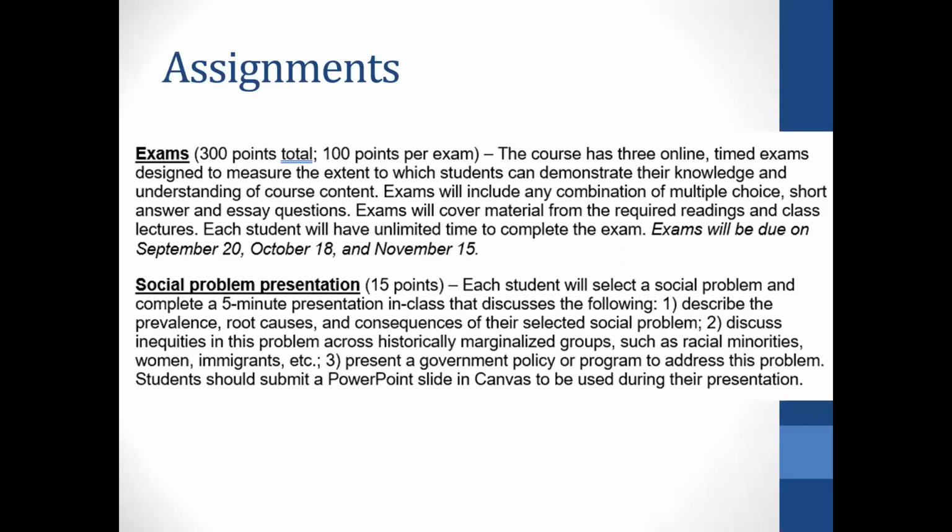And then the last thing is a government policy or program to address the social problem. So what government policies do we have to try to reduce voter suppression? There are different laws out there that say voter suppression is illegal. Or you could talk, on the flip side, about different voter suppression laws that we might have. But that's all you have to do for the social problem presentation. So it's 5 minutes. It's not scary, I promise.